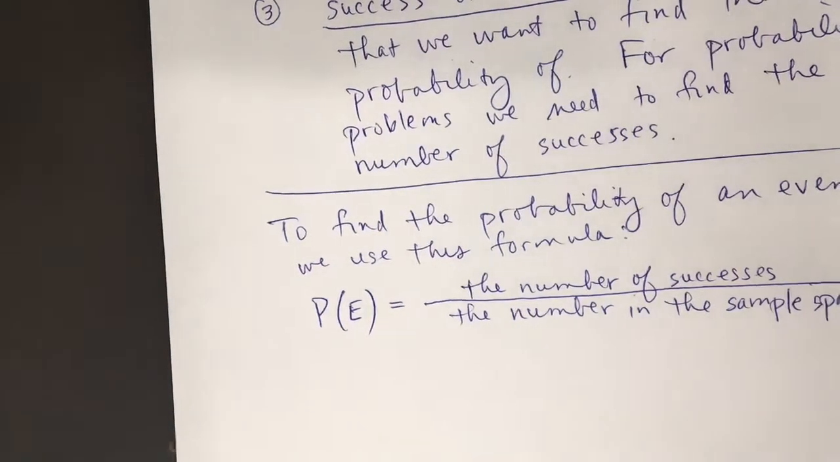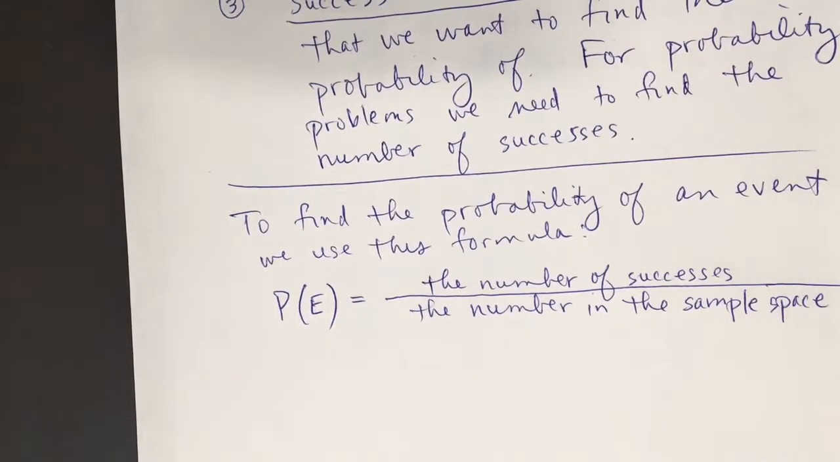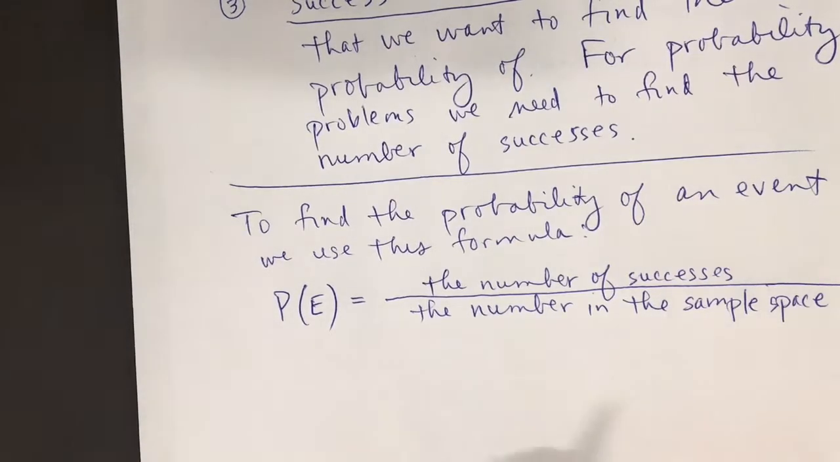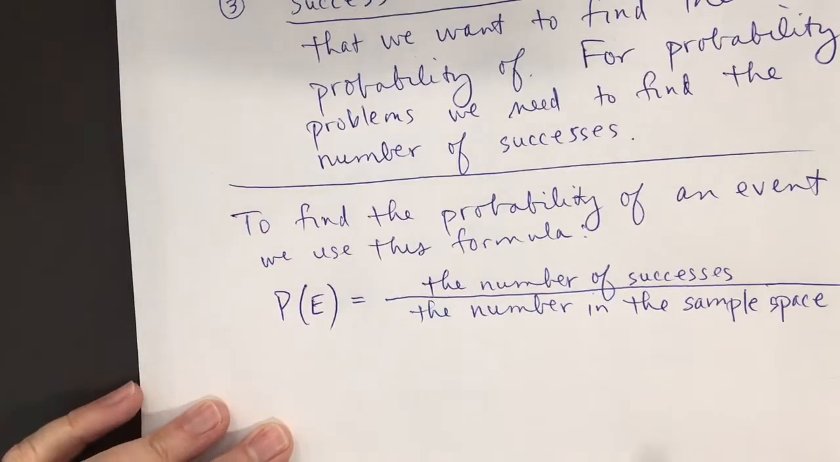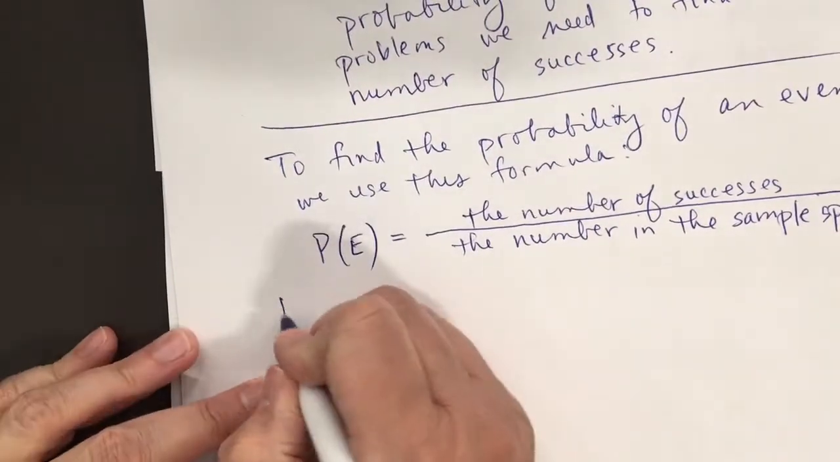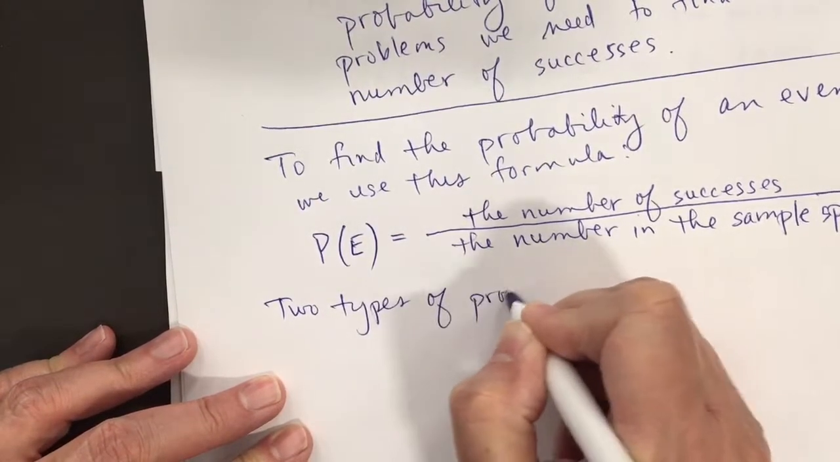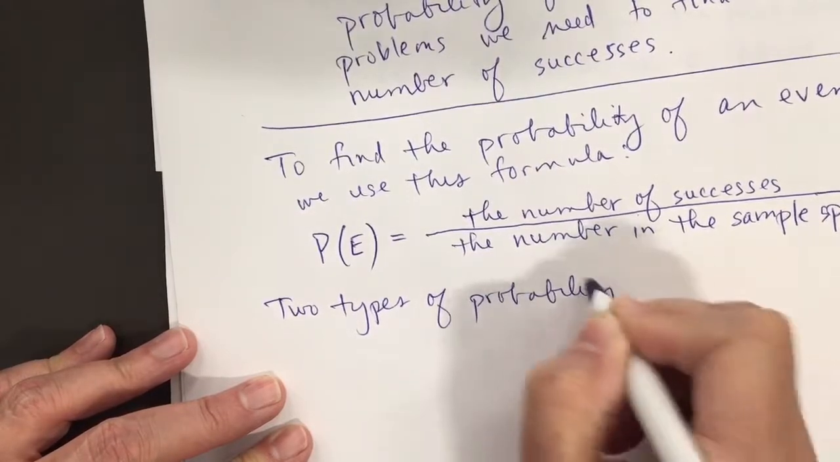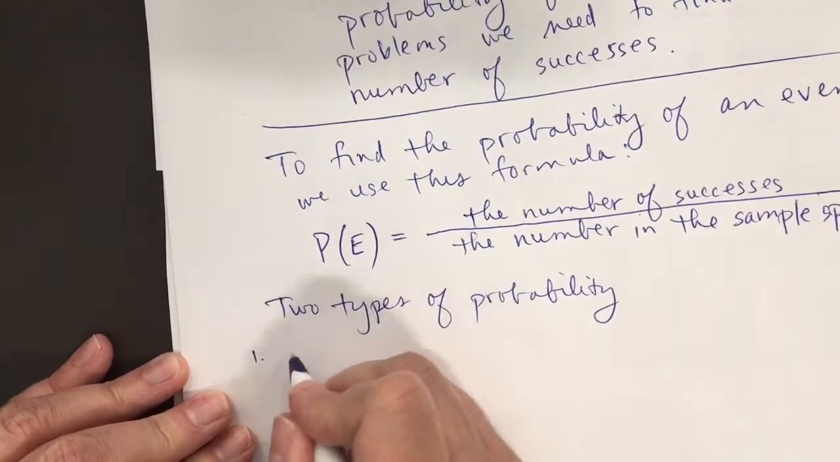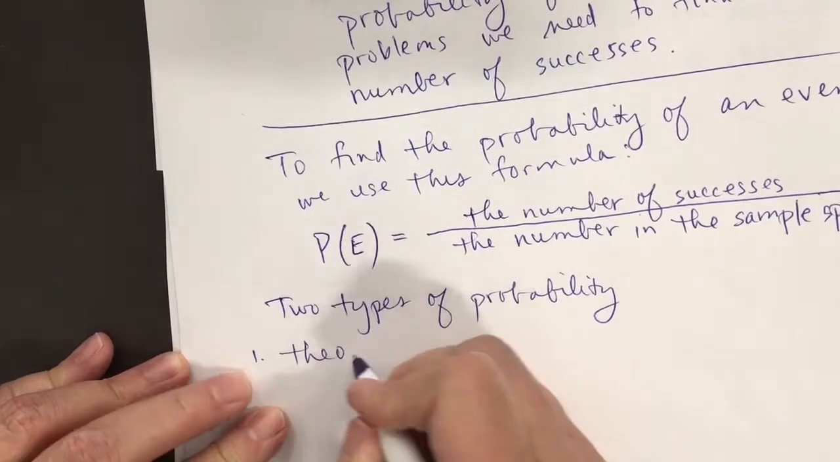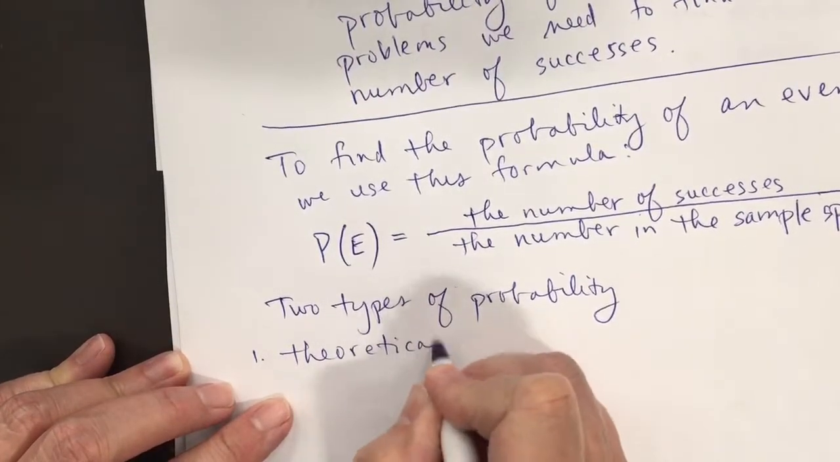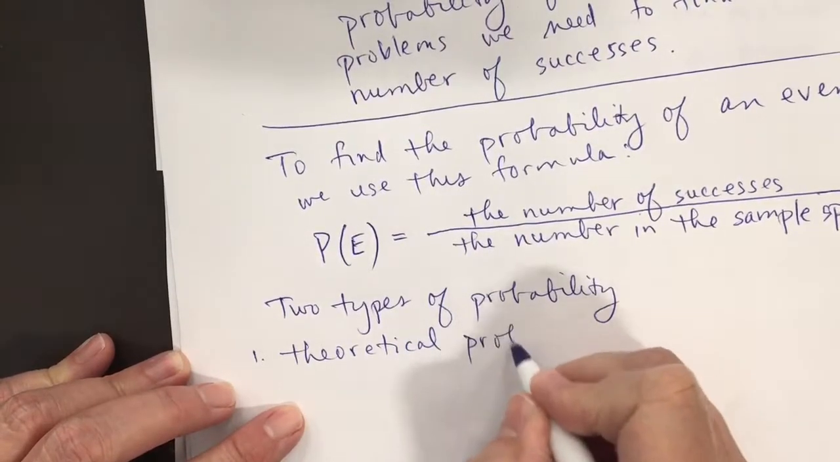Two other things that you're going to see as you work through the problems. Two other words, phrases. One is theoretical probability, and the other one is empirical probability. So I will call this two types of probability. One, theoretical probability.